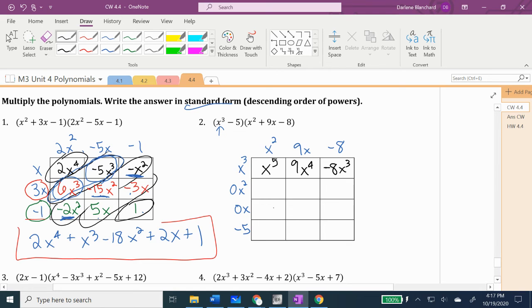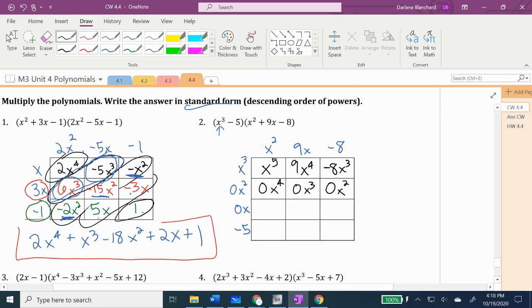As I go across these two, I'm just getting 0. But for the purpose of adding like terms, I want to look at it: I have 0 of x squared times x squared, and I have 0 of x squared times x, and I have 0 of x squared times negative 8.